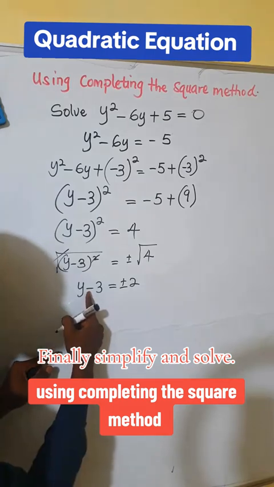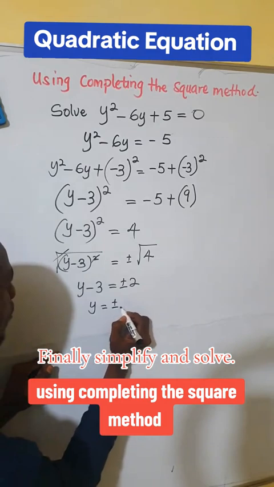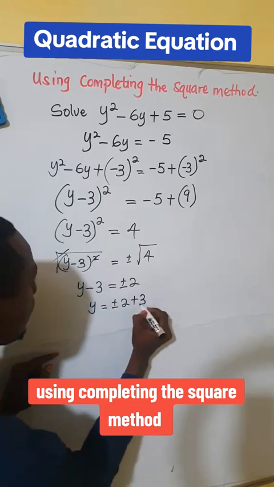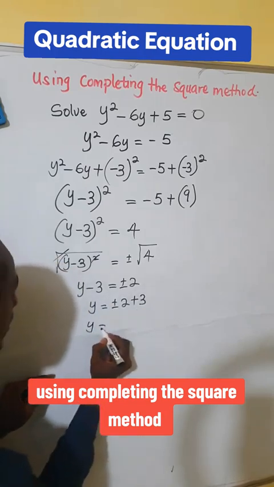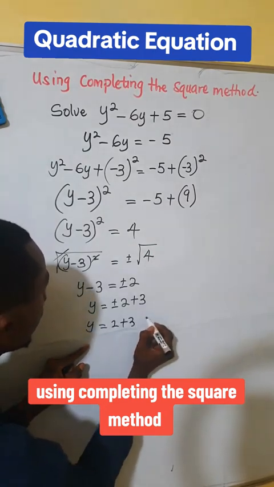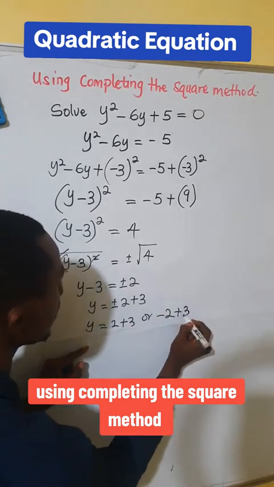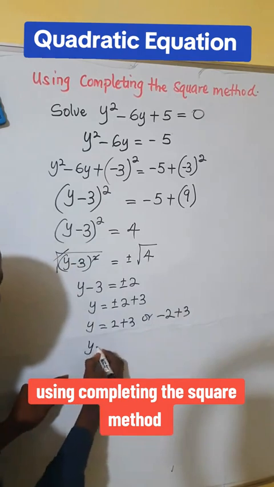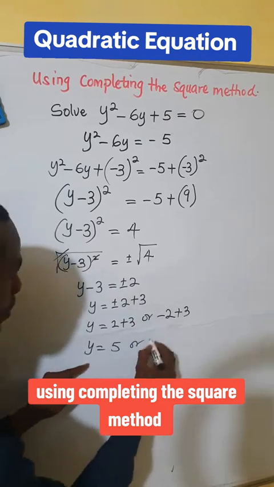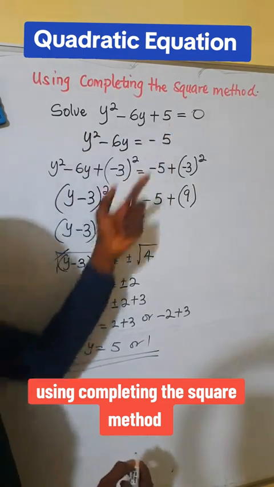So we now transpose minus 3 to the right. This becomes y is equal to plus or minus 2, plus 3. So our y value is either plus 2 plus 3 or minus 2 plus 3, right? So simplifying further, we have that 2 plus 3 will give us 5 or minus 2 plus 3 will give us 1. So these are the values that satisfy this quadratic equation.